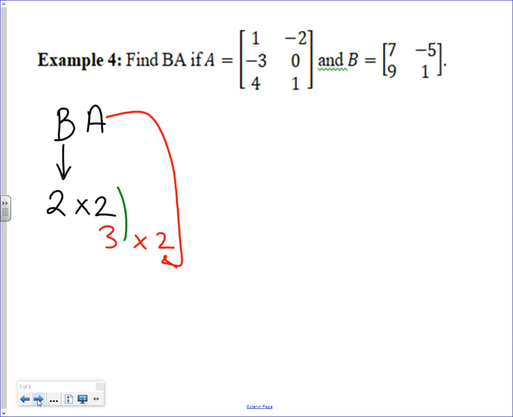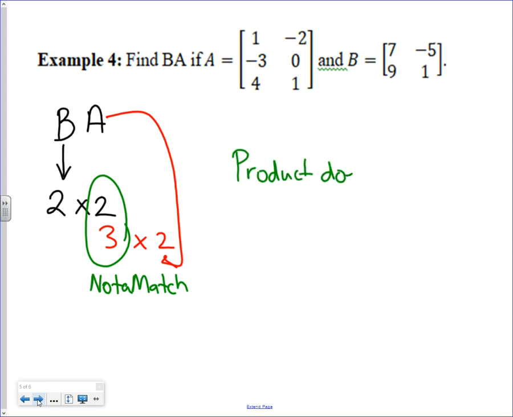Do the 2 terms in the middle match? Nope. Not a match. Not the same. That means you can't do it. So what you do is you just write BA, the product does not exist. Can't go, it's not possible. You can't find the product of A, B.